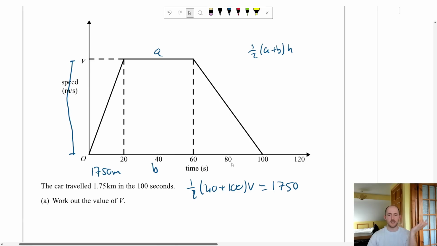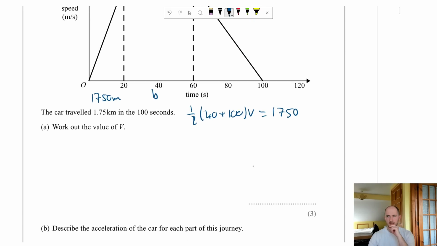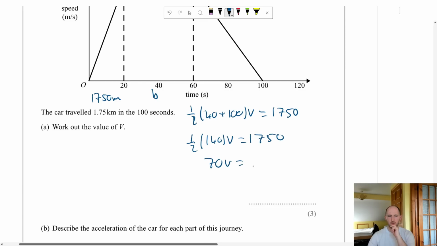So why have I changed it into meters? Because my speed is in meters per second, not kilometers per second. So that means I need to change my distance into meters. So I'm going to times both sides by 2. No, I'm not going to actually, because I've spotted something. A half times 140 v equals 1750. So that means 70 v equals 1750.